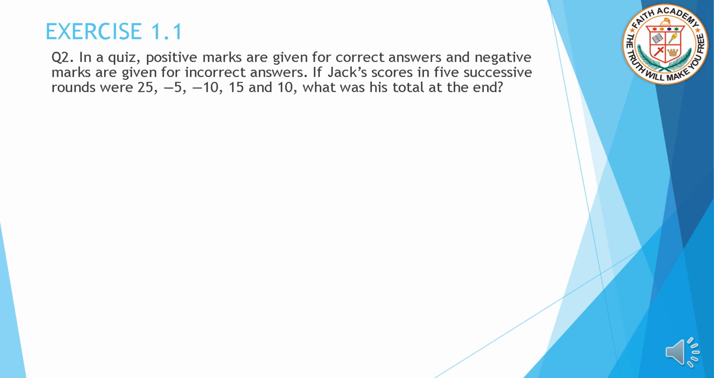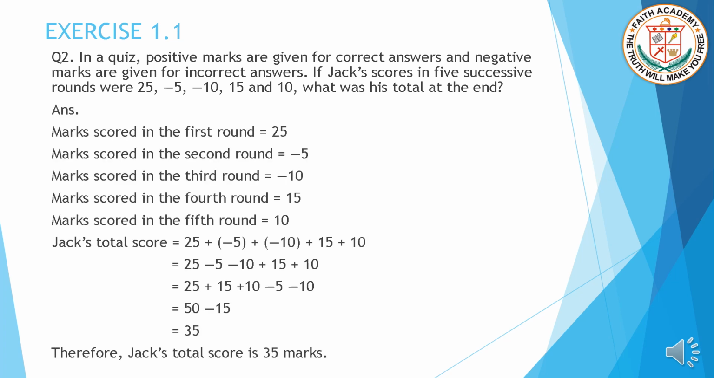Now first step that we'll write is marks scored in the first round, which is 25. Marks scored in the second round is negative 5. Marks scored in the third round is negative 10. Marks scored in the fourth round positive 15. Marks scored in the fifth round positive 10. Now when we are talking about the total score, we have to add all the scores. So 25 plus minus 5 plus minus 10 plus 15 plus 10.